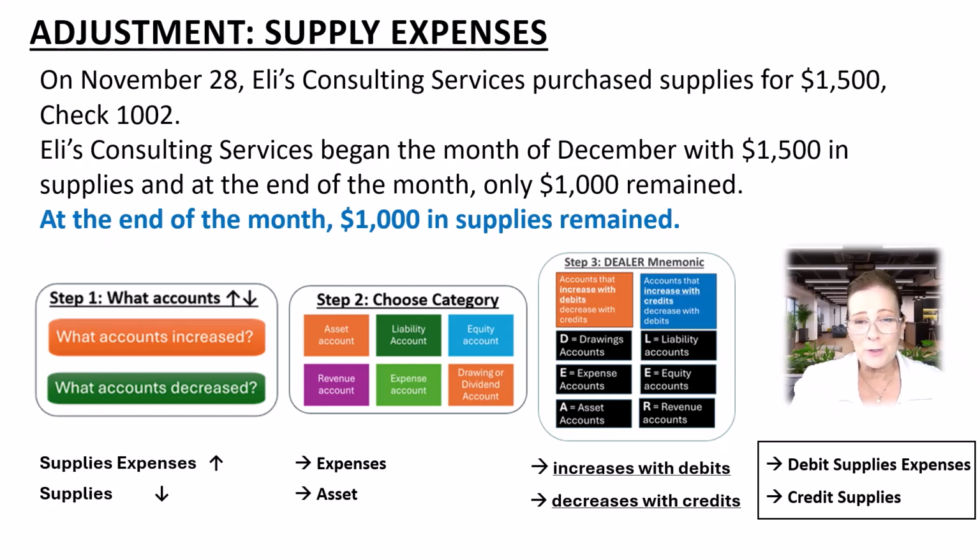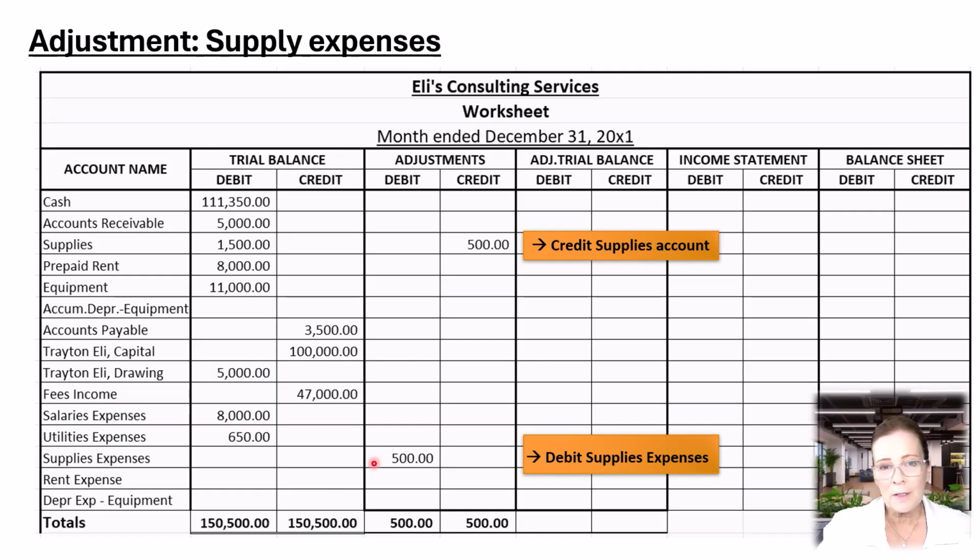We're now ready to enter this adjustment for supplies expenses of $500 into the worksheet now. We'll record the debit of $500 first in the debit column of the adjustment section in the row for supplies expenses. Next, we'll record the credit of $500 in the credit column of the supplies account. At this point, I recommend that you check the total debits and the total credits after each adjustment to double check that you're still in balance. Our total debits of $500 equal our total credits of $500, and we are in balance.